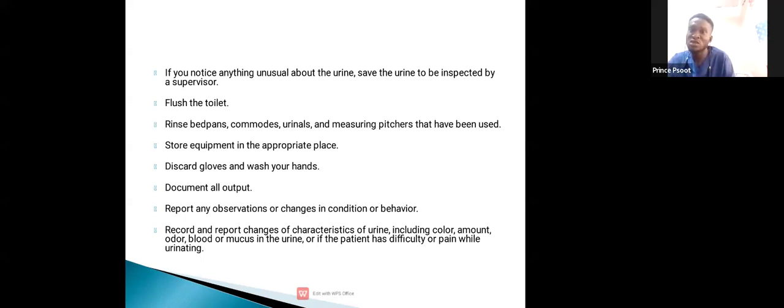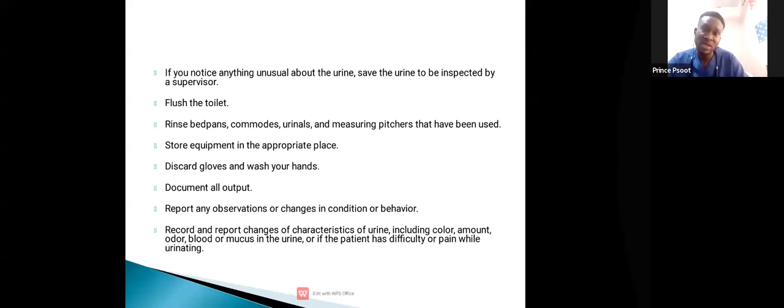Report any observation or changes in condition or behavior, and record and report changes in characteristics of urine, including the color, the odor, the blood, or even the mucus in the urine. If the patient has difficulty or pain while urinating, you also note that. You record and report these too.